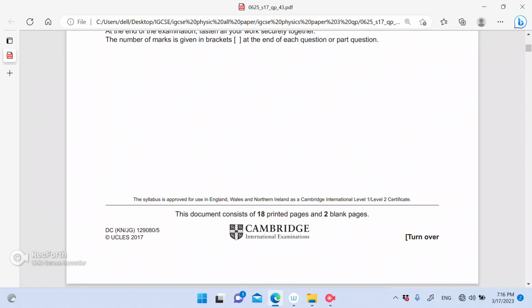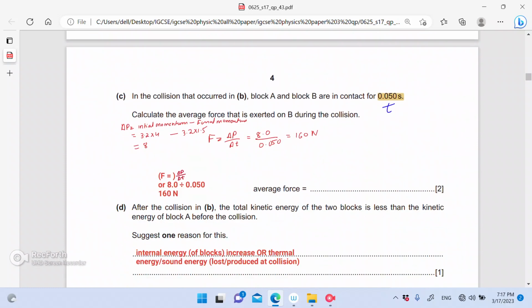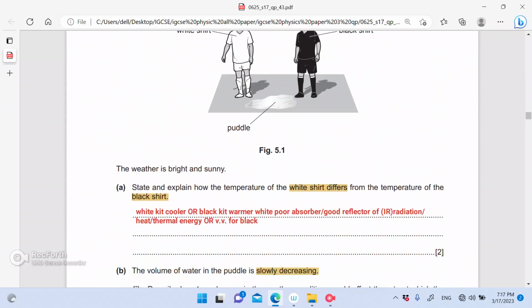So you must learn everything: position of the object, position of image, nature of image, size of image, where it is used. Mostly they ask for the magnifying glass, where it is used.